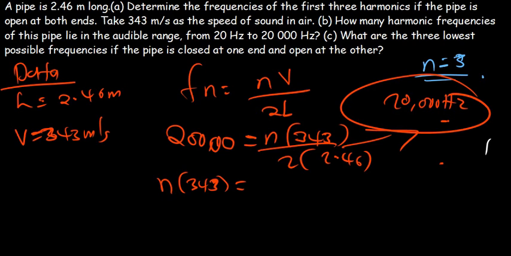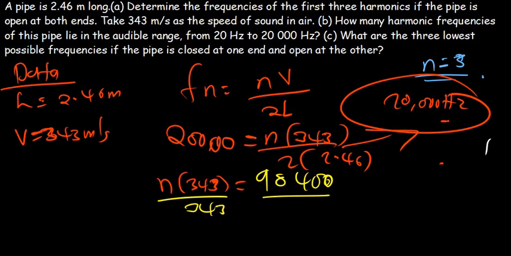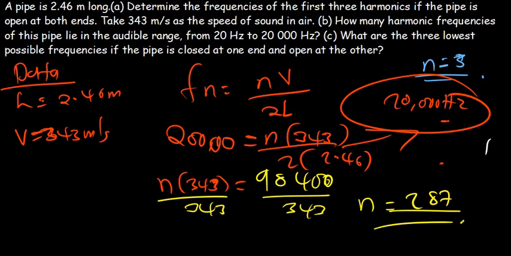I'm getting 98,400. Divide this by 343. n will be equal to, I divide this by 343, 286.9. I can just say 287. So n has to be 287 for us to reach the audible range.